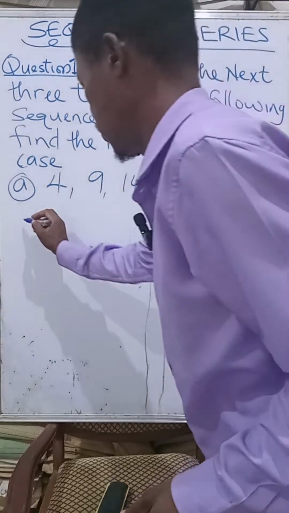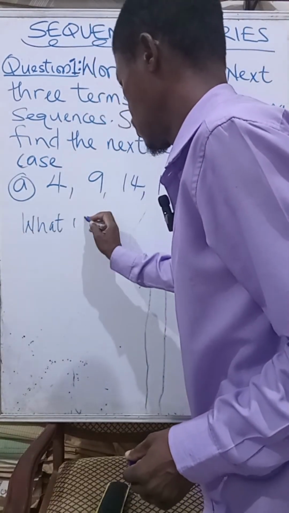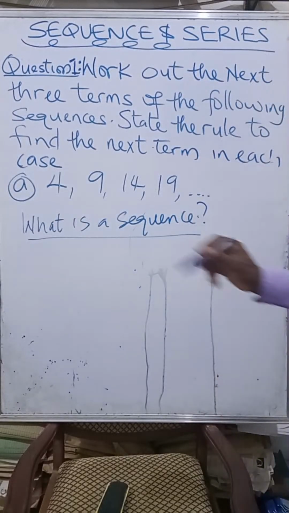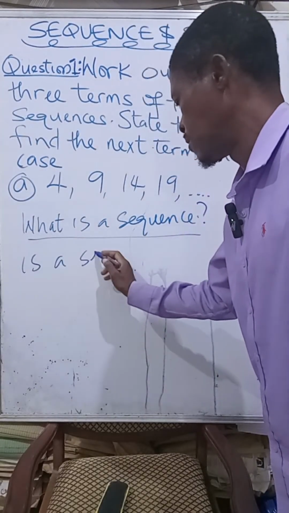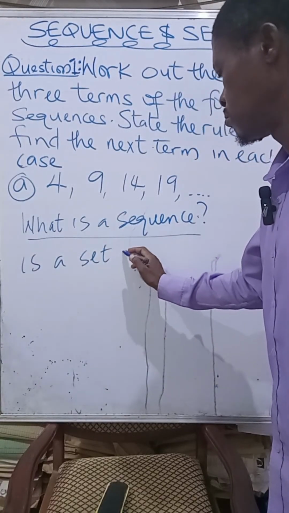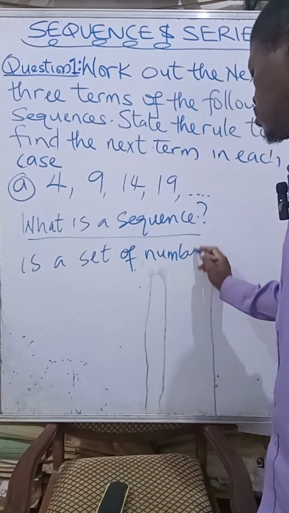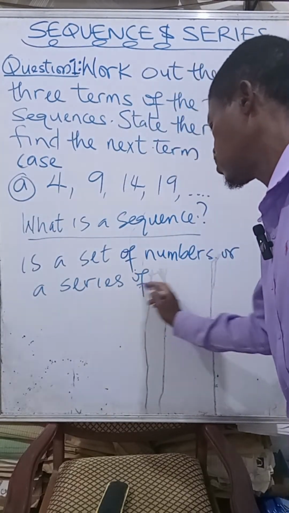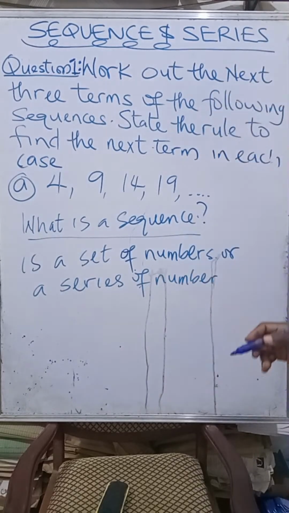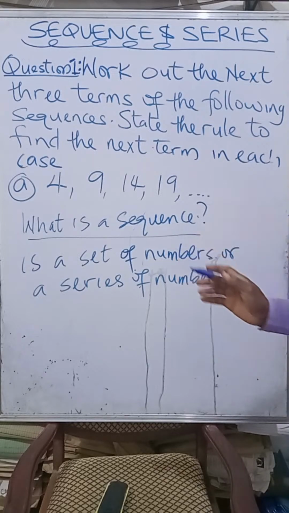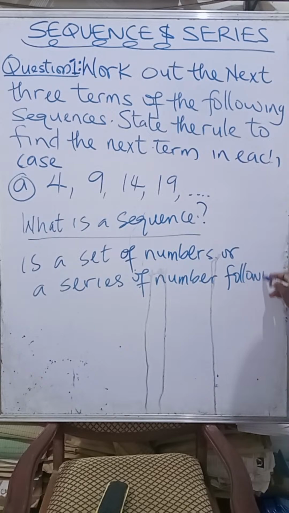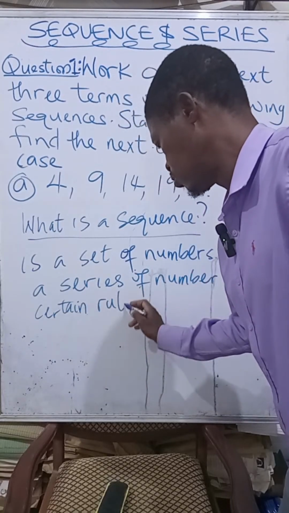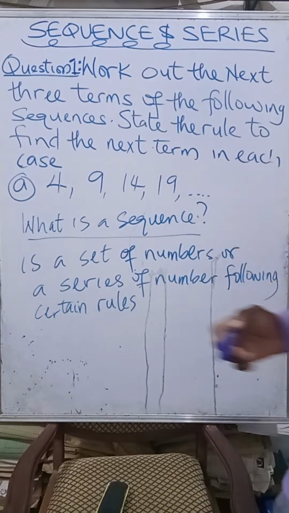As we are saying, what is a sequence? A sequence is a set of numbers, or a series of numbers, that is governed by certain rules, following certain rules. Let's see an example on that.